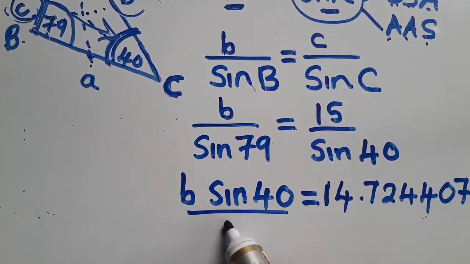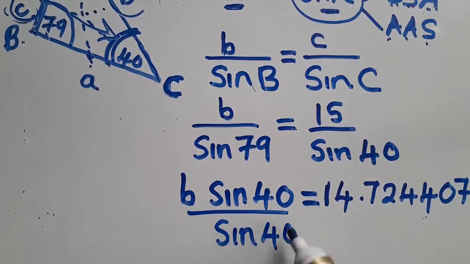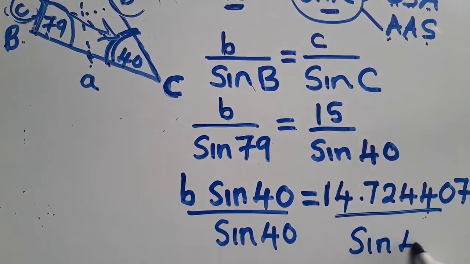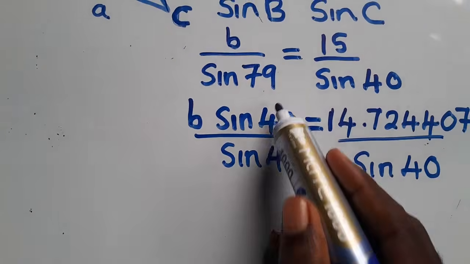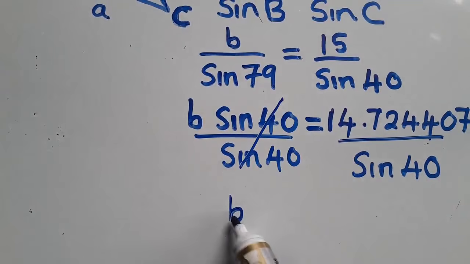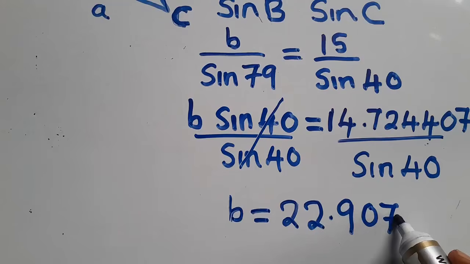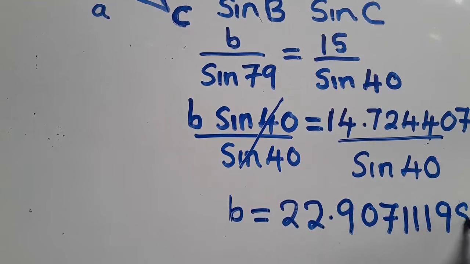Then you divide both sides by what? Sine 40. You divide both sides by sine 40, so that you just remain with the B that you want over sine 40. This will be cancelled, and you are going to have B, which is equal to, so the same answer is displaying on your calculator. If you divide it by sine 40, what answer are you going to get? The answer will be 22.9071198. This will be your answer.